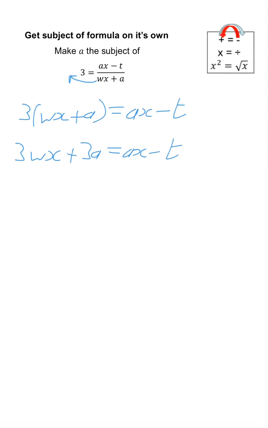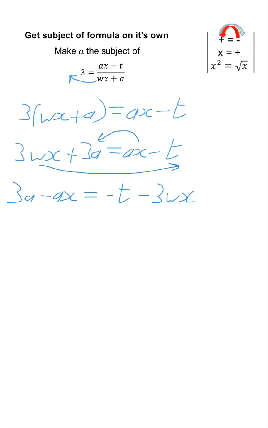Let's expand the brackets. So 3wx plus 3a equals ax minus t. And now we need to get a on its own. So let's bring all the a's to one side, everything else to the other side. So I'll bring this ax over here and then 3wx over here, remembering to change the signs. So then we'll have 3a minus ax is equal to, now we have minus t minus 3wx.